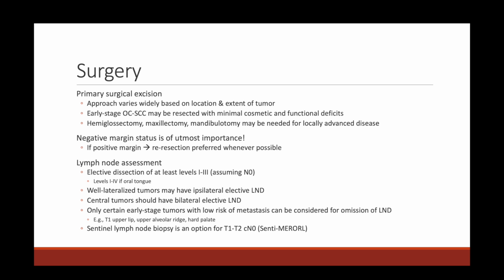And again, certain early stage tumors that have a low risk of metastasis, so not a significant depth of invasion, something like a T1 upper lip, upper alveolar ridge, or hard palate tumor, they can be considered for omission of lymph node dissection. And then for certain clinical T1 to T2 N0 tumors, sentinel lymph node biopsy may be an option, and we'll talk about the data for that.